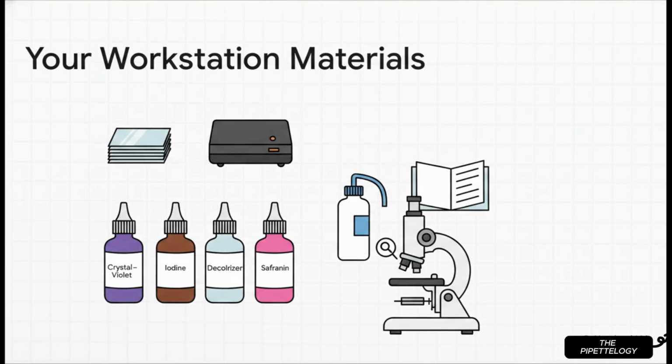First things first, before you even think about starting, you've got to get your workstation set up right. You'll need your clean slides, a heat source to fix the specimen, and then your 4 key reagents. You've got crystal violet, that's the main purple stain. Gram's iodine, which basically acts as a mordant to lock that dye in place. Then the decolorizer, and we'll talk more about this one, it's critical. And finally, safranin, the pink counterstain. And of course, you'll need water, blotting paper, and your microscope all ready to go.